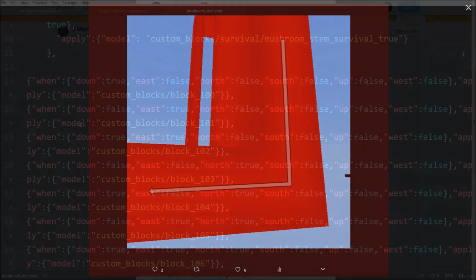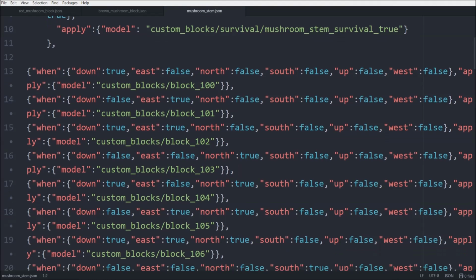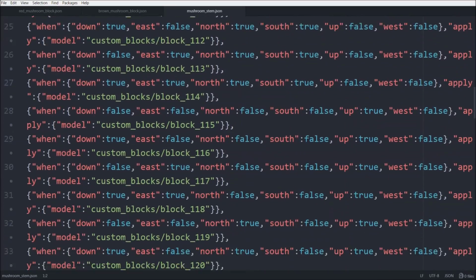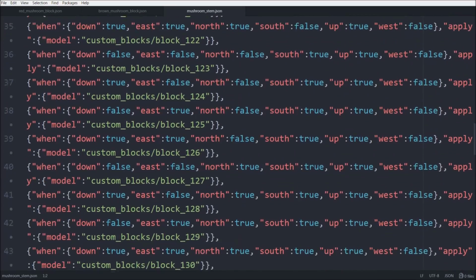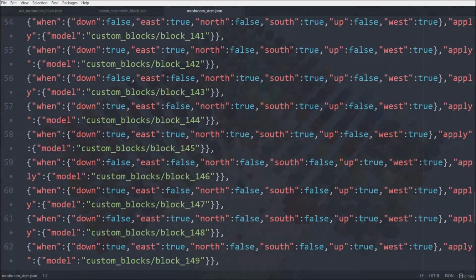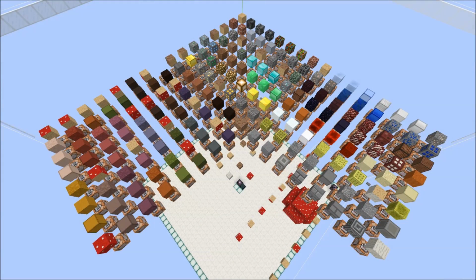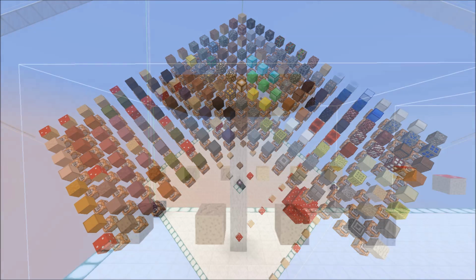And that's what I more or less did with the mushroom blocks. I referenced each single one of them in the block states. There are files for each single one of them, including a reference texture. Of course, you can swap those also with models instead. There are in total 192 mushroom blocks.